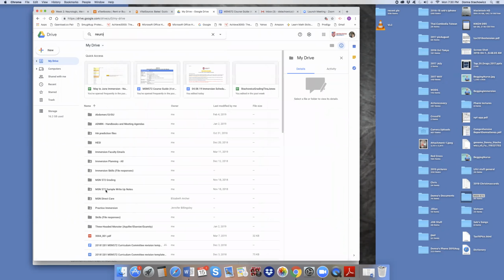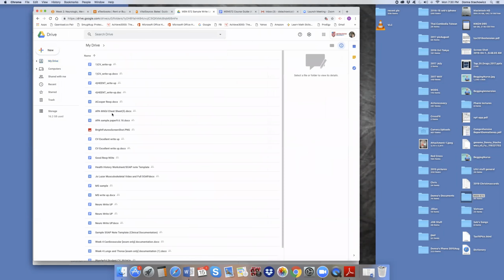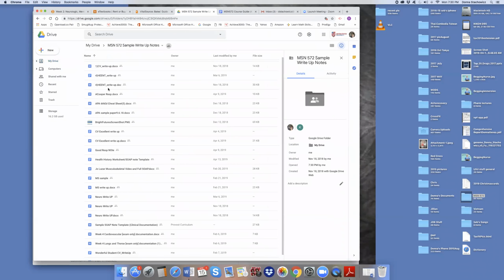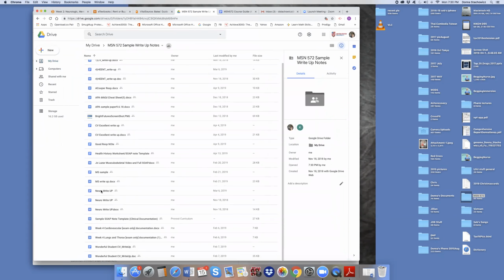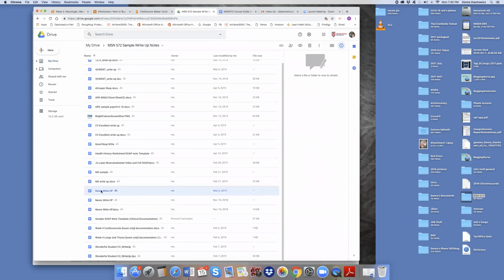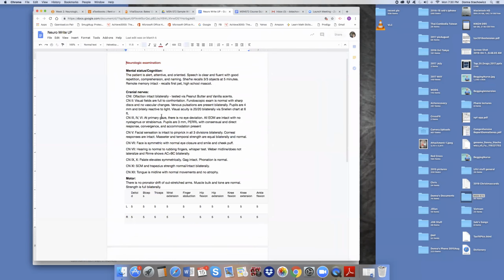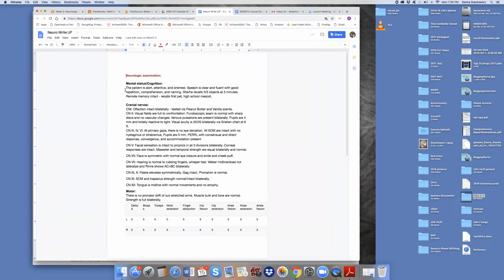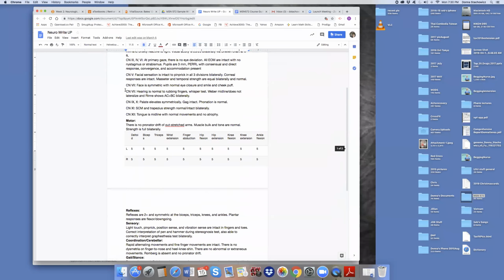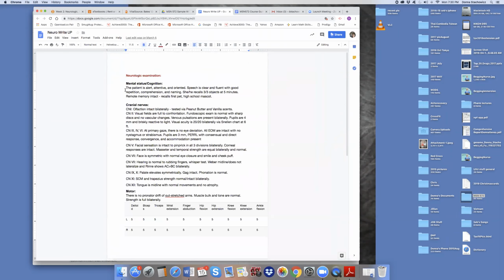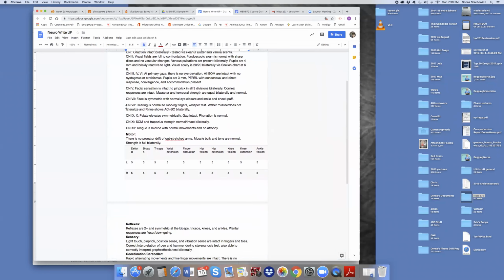But I will find a note here, just a second for you. CV neuro write-up. Okay, perfect. So here we have a write-up. See how long it is? It's almost a page and a half. This is what a good system write-up looks like for neuro. It talks about the mental status, the cranial nerves, motor.